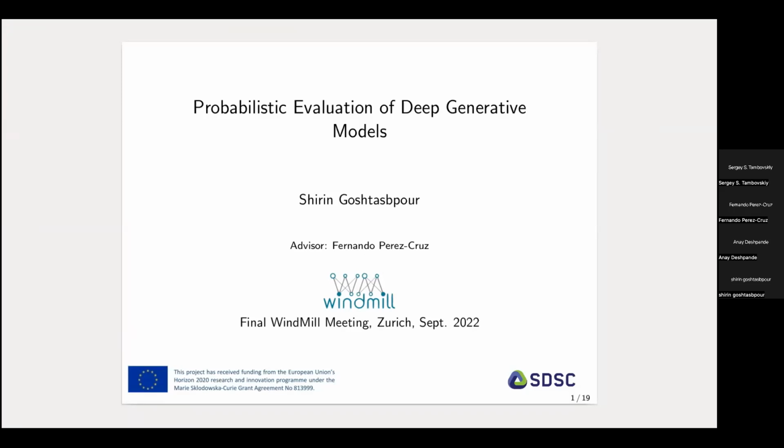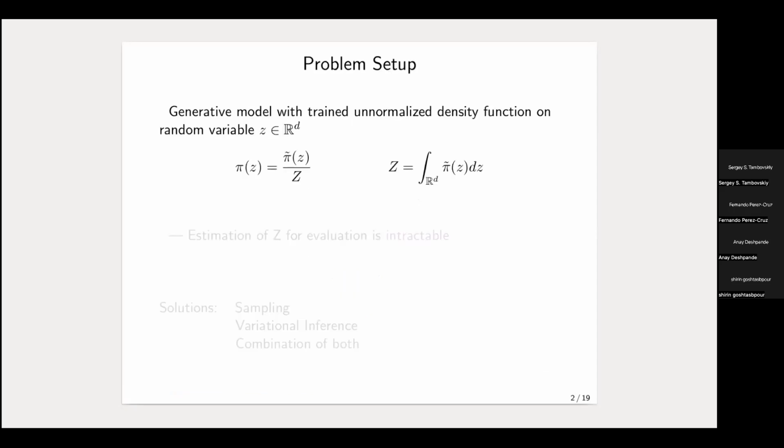So, hi everyone. I'm going to talk about probabilistic evaluation of deep generative models, more specifically a paper I did jointly with Fernando on optimization of the sampling algorithm that we can use for evaluation of latent variable models. To give you a general overview, many of the generative models are trained based on fitting an unnormalized density function to some distribution of the random variable of our interest.